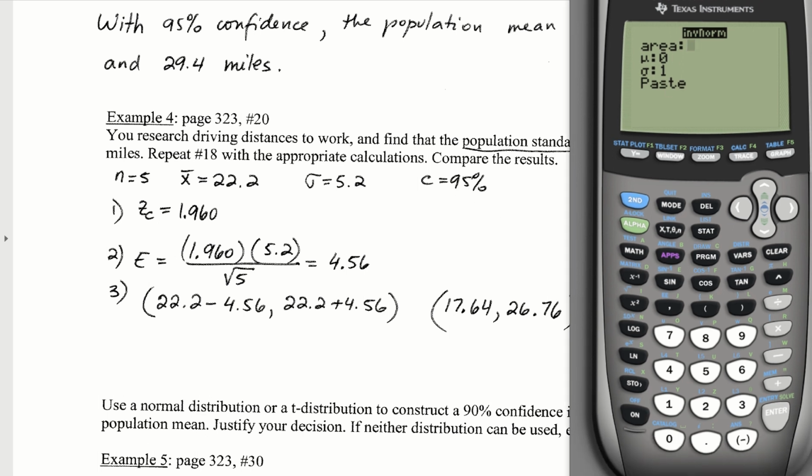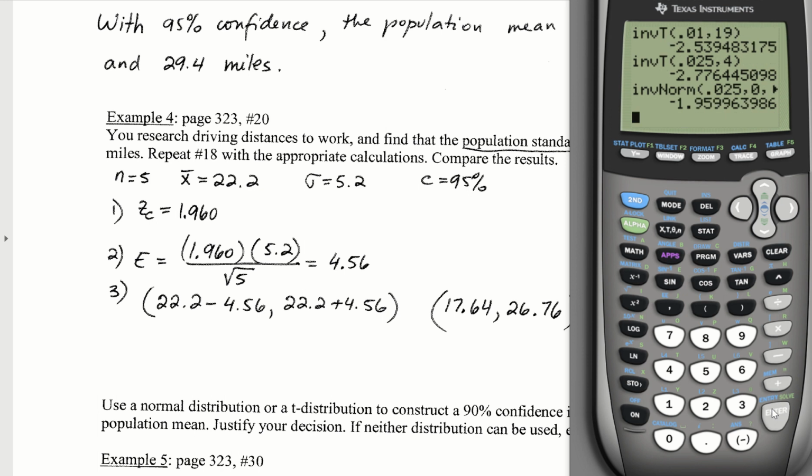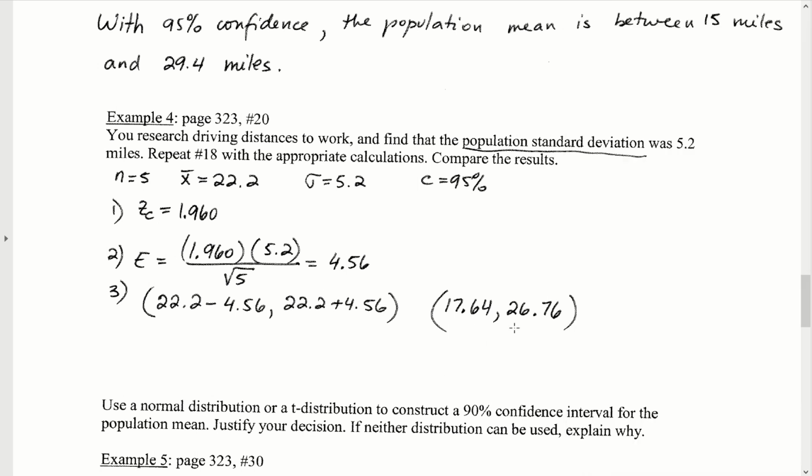1 minus 0.95 divided by 2 is 0.025. It's the standard normal, so it would be 0 and 1. Go ahead and hit enter. And we've seen this a bunch of times now, but if it's 95%, the z critical value is going to be 1.960. We can go ahead and plug it in. That'll give us the margin of error E. That's 5.46. And then we do x bar minus E, x bar plus E, and that would produce our z interval in this case.